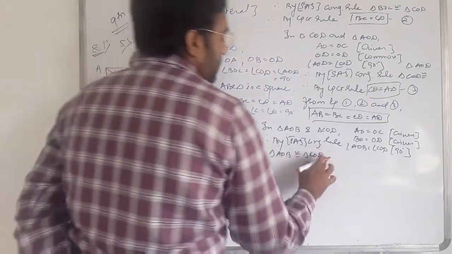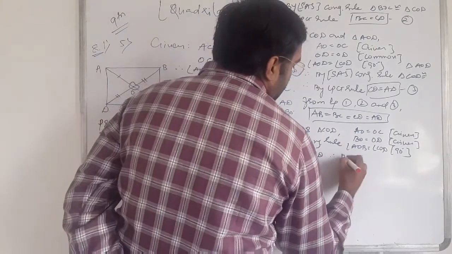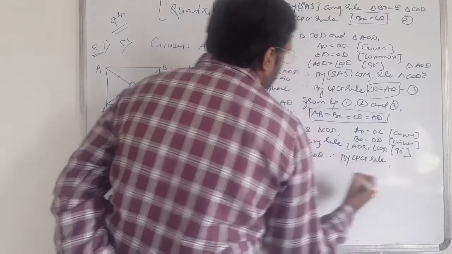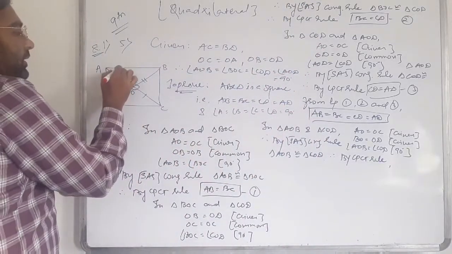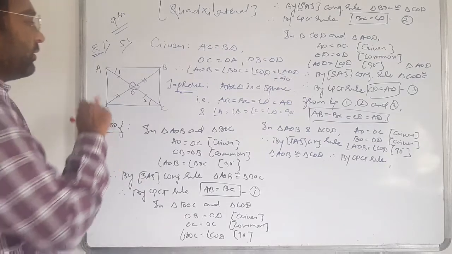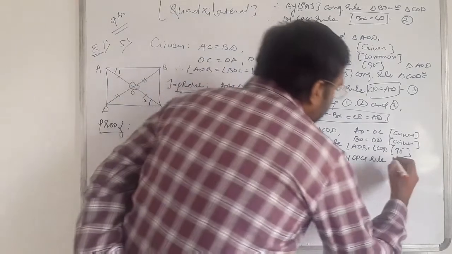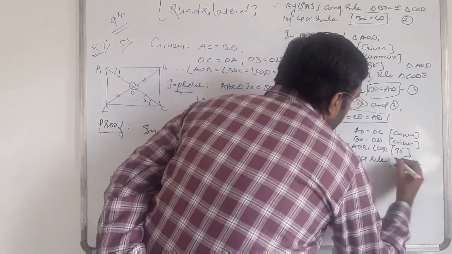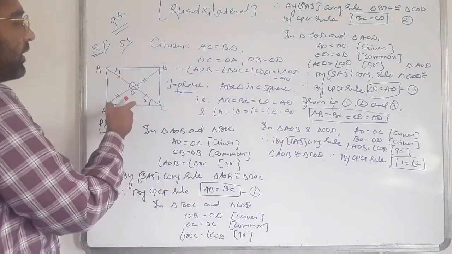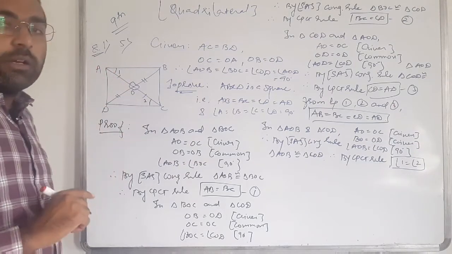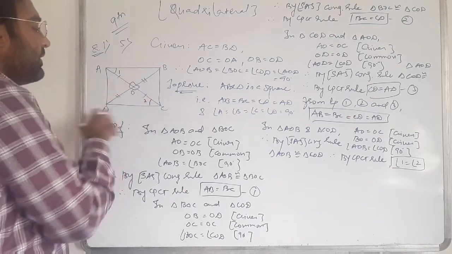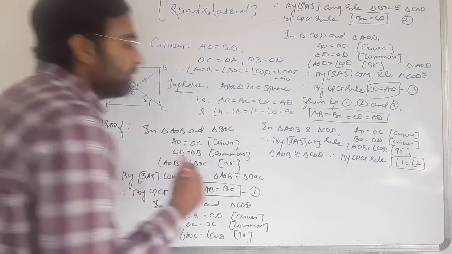Therefore, by the CPCT rule, I take angle 1 and angle 2. I will write it here: angle 1 and angle 2, both of them are equal. Here angle 1 and angle 2 are equal and they form a pair of alternate angles, and we take AC as a transversal. So therefore AB and CD are parallel.